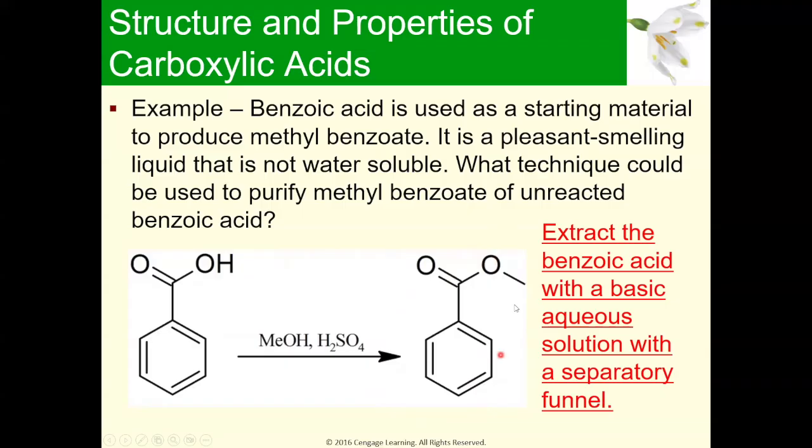This would stay in the organic layer. Like if you were using an organic solvent like ethanol, well, not ethanol, because ethanol would mix with water. Something like ethyl acetate, maybe. It would stay in that organic solvent layer, whereas the impurities, the leftover benzoic acid, would move into the aqueous layer. Okay, so extract the benzoic acid with a basic aqueous solution with a separatory funnel.